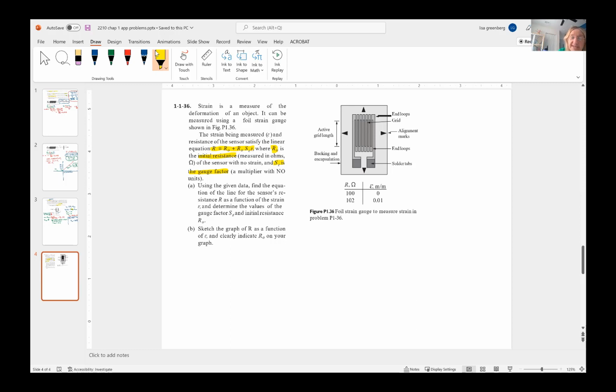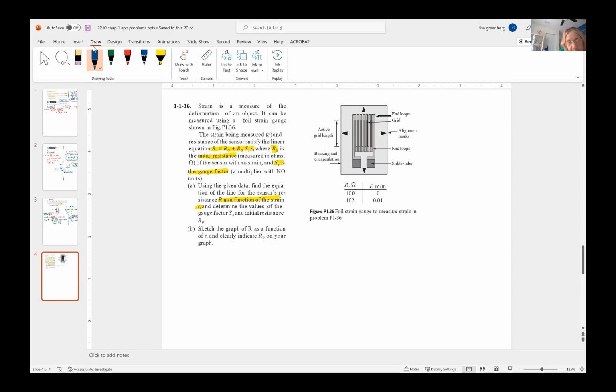Okay. Using the given data, find the equation of the line. Oh, back to equation of the line. For the sensor's resistance R as a function of the strain epsilon. So again, we have R as a function of epsilon. So now we know what our two variables are. Everything else are constants that we have to determine. And you'll notice it says determine the value of the gauge factor S sub epsilon, which is going to be our constant, and the initial resistance R sub 0.